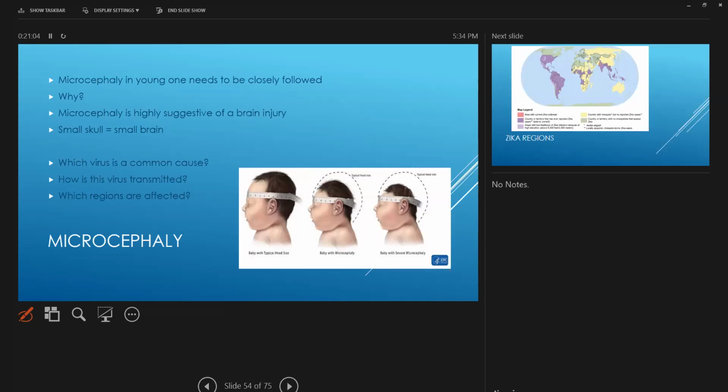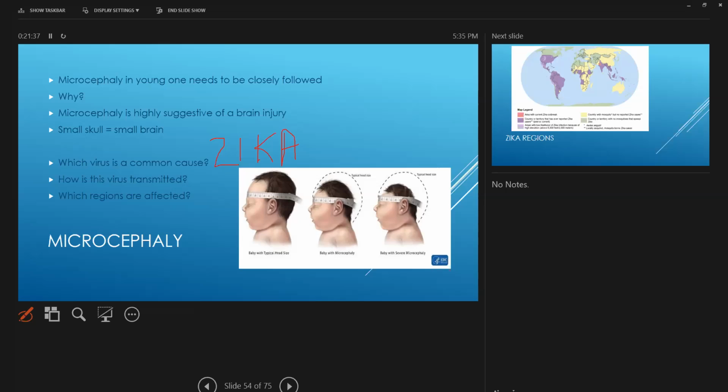So microcephaly, we can see this with CP. You can see this with brain injuries. It's also seen with a common virus transmitted by a mosquito, which I think is the Aedes aegypti mosquito, but we'll look farther. But that's the Zika virus, right? So Zika has been one of these viruses that causes this microcephaly. And you get this severe microcephaly, and basically the brain's not as big as it needs to be.